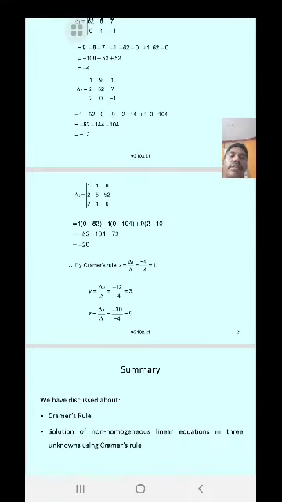Delta 3 equals the determinant of 1 1 9, 2 5 52, 2 1 0, that equals to 1 half 0 minus 52 minus 1 half 0 minus 104 plus 9 half 2 minus 10, that equals to minus 52 plus 104 minus 72, that equals to minus 20.